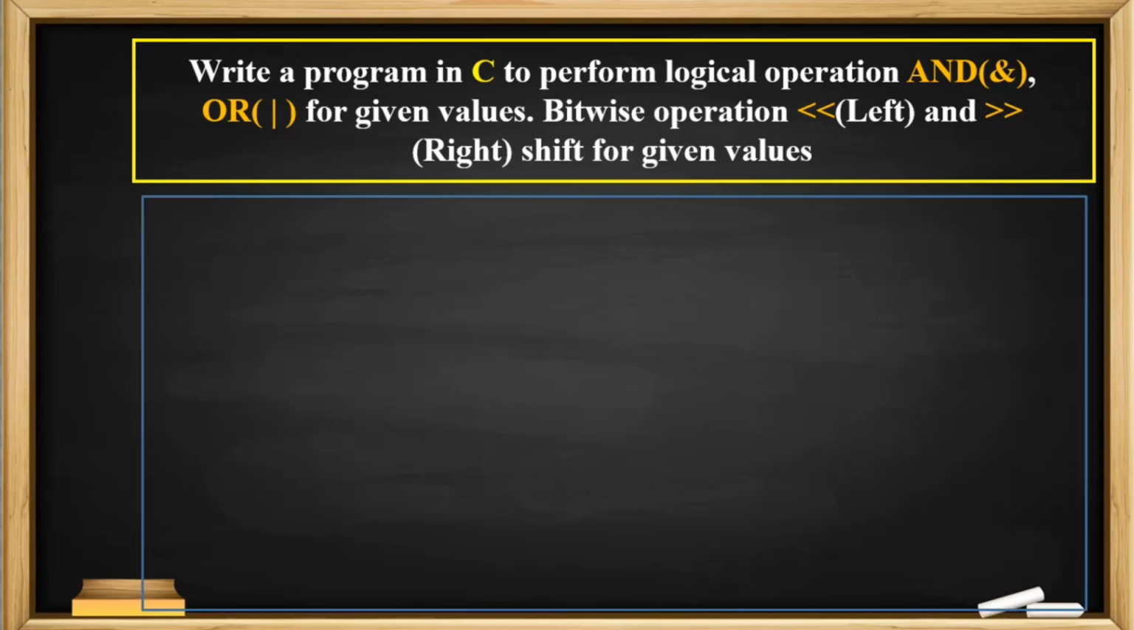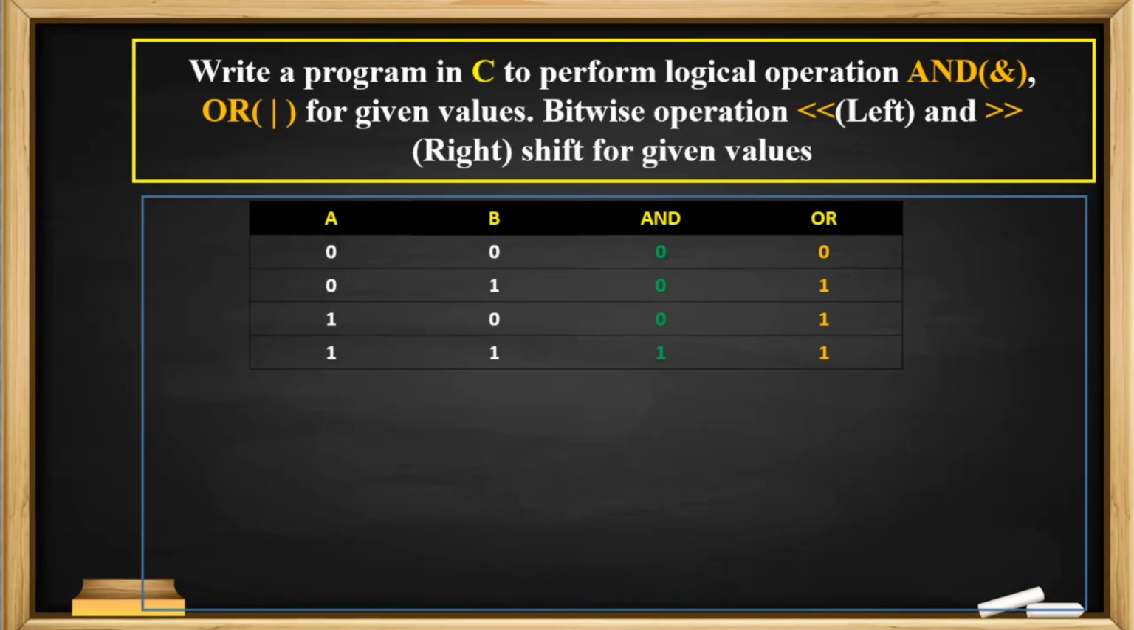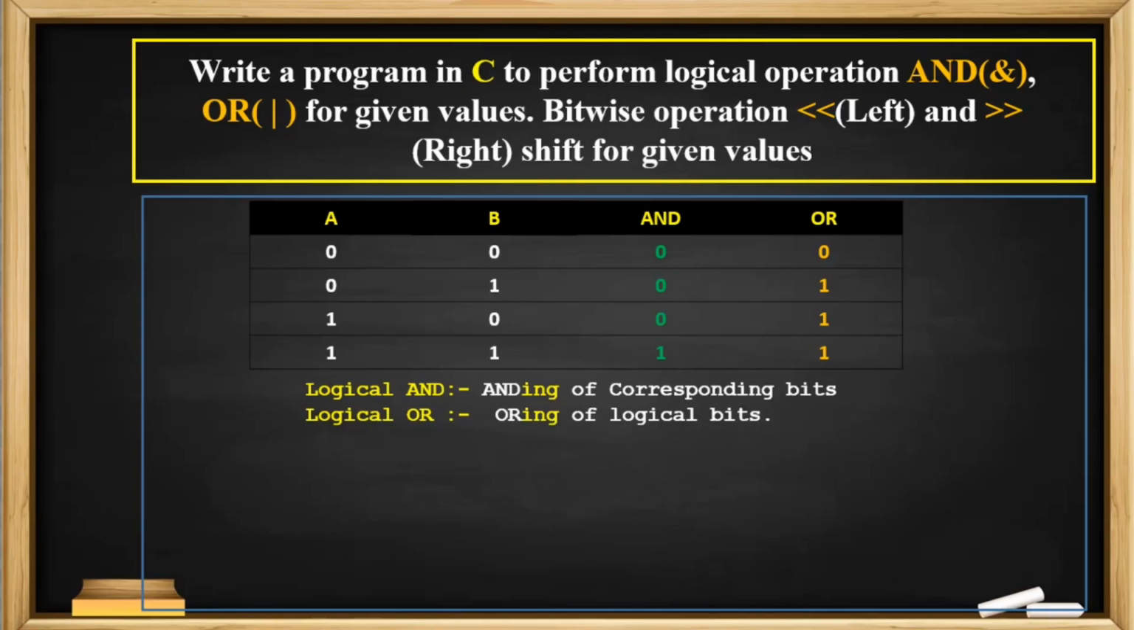Truth table for logical ANDing and ORing operation is as shown below. For AND logic, if both the inputs are 1, then output is 1. Else, for all the other cases, output is 0. For OR logic, if any one input is 1, then output is 1. Otherwise, output for all the other cases is 0.